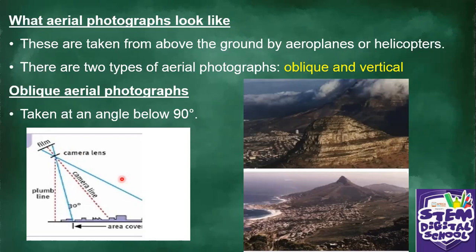It will be at an angle below 90 degrees. So this is called an oblique aerial photograph, like these two. Usually these photographs show a side view of the area that is being taken. So that is an oblique aerial photograph.